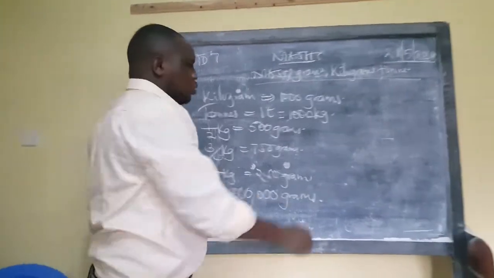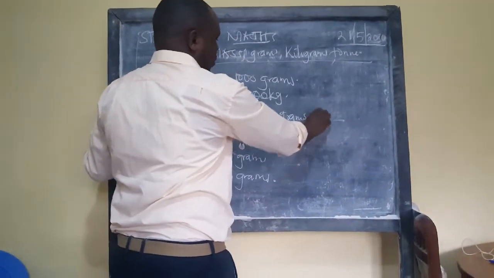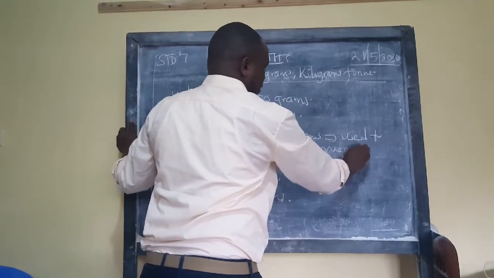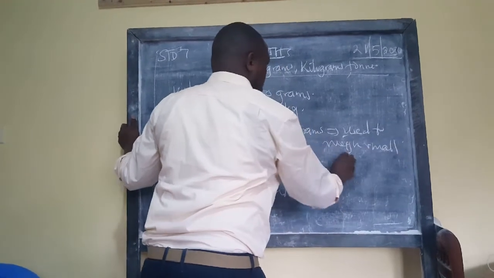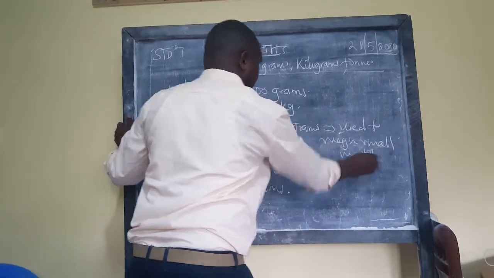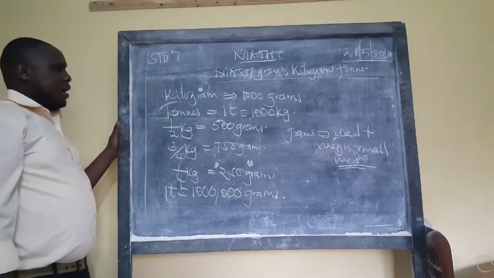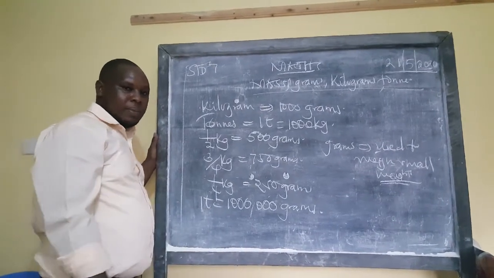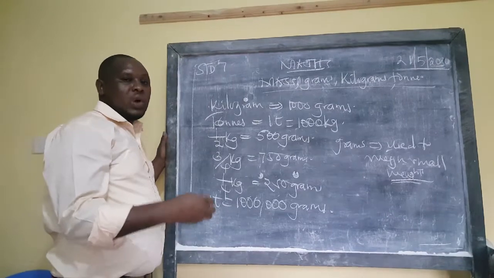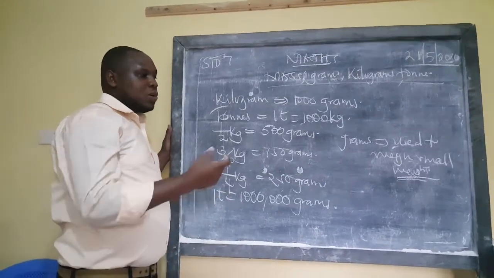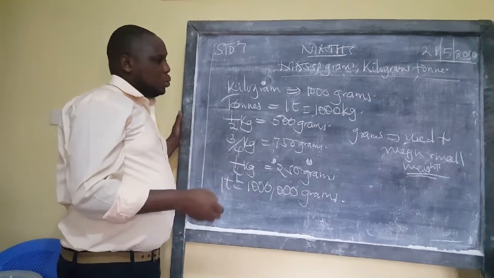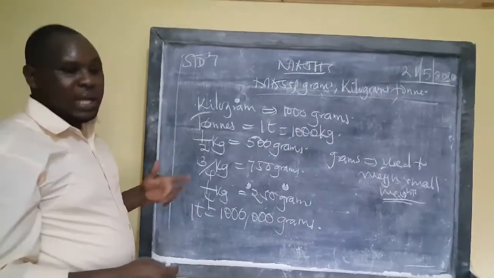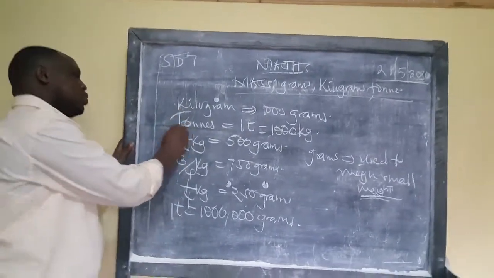The unit grams is used to weigh small weights. For example, if you want to weigh a pen, you can't use a kilogram, because a pen will only weigh a few grams. So those small weights are measured using grams, while the bigger weights are measured using what we call tons.